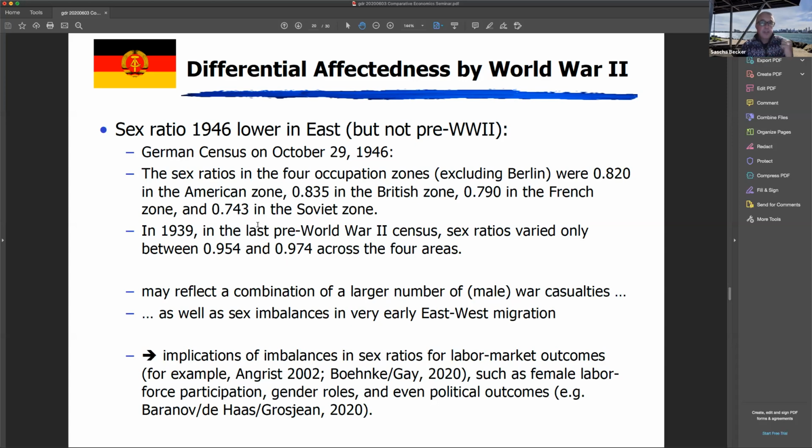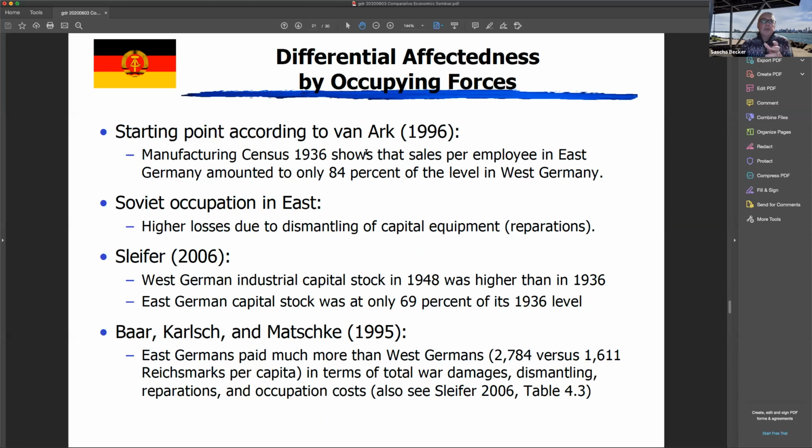And what we know from the literature is that sex ratios affect labor market outcomes. Work by Angrist, Bönke, Gay shows that female labor force participation is influenced by sex ratios. But even in recent work by Baranov and co-authors, there are effects of gender imbalances on gender roles and even political outcomes.